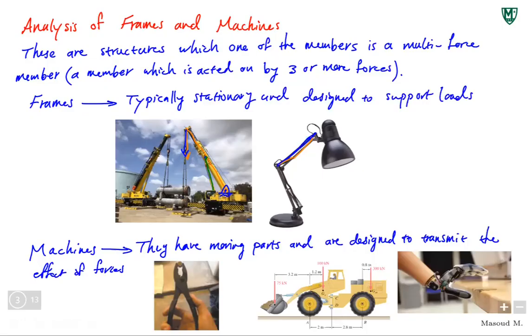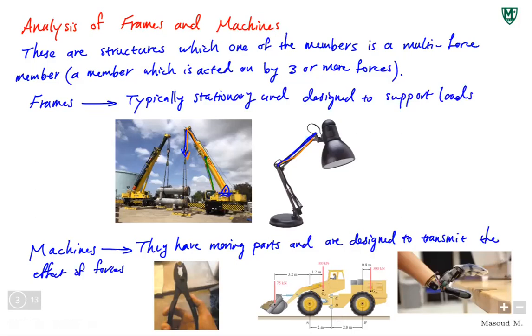Now, when it comes to frames and machines, you have multi-force members, and as a result, you're going to see couples and moments on your members. Different from what we had before, now you can have a member with a force somewhere in the middle. And this force can actually create a couple or moment about any other point on this member, except the point it's passing through, when you look at this rigid body diagram.